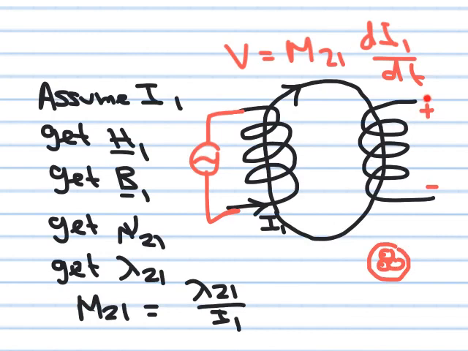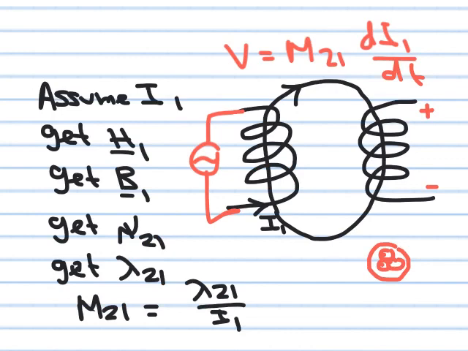Of course, you could start by assuming a current I2, and then you calculate the magnetic field H2 everywhere in the space, calculate the magnetic flux density B2 everywhere in the space, integrate B2 over the cross-sectional area of the first coil to get psi 1,2, multiply by the number of turns of the first coil to get lambda 1,2, and then you say that M12 is equal to lambda 12 divided by I2.